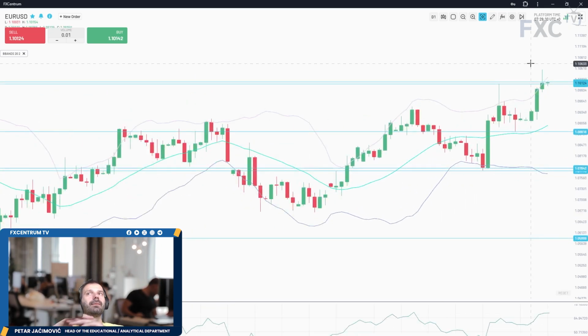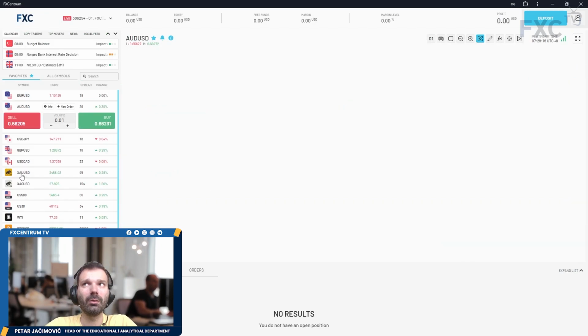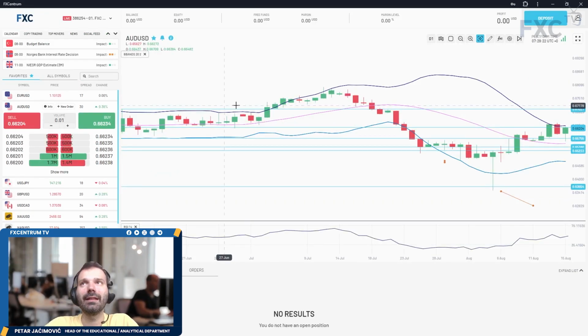So far, the break and close above the upper Bollinger Band, 2 standard deviations, but quite a weak close because the close in the middle. So waiting for the breakout of that daily range.